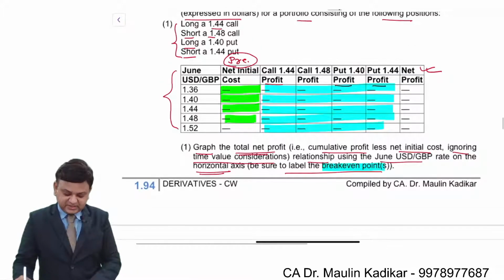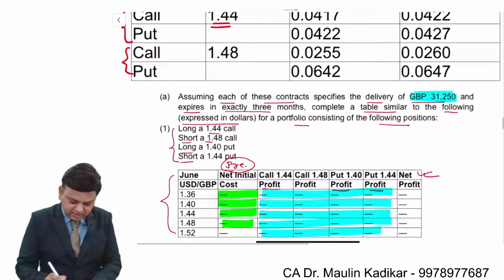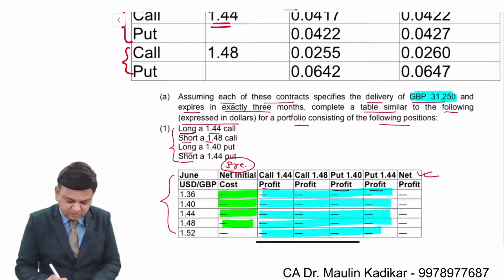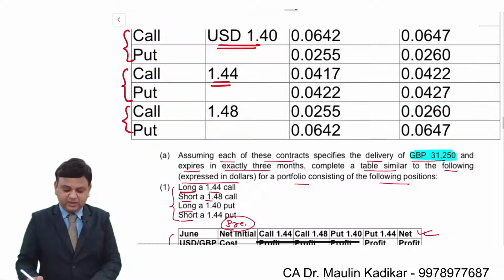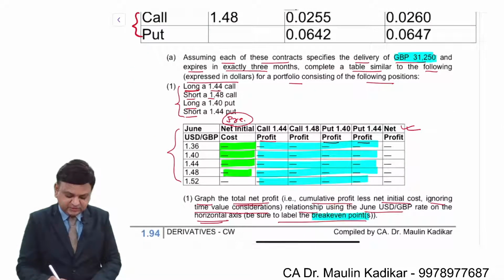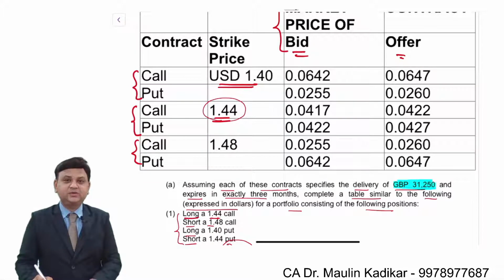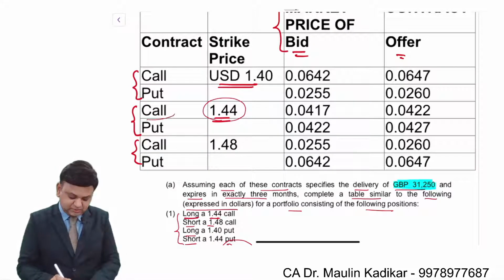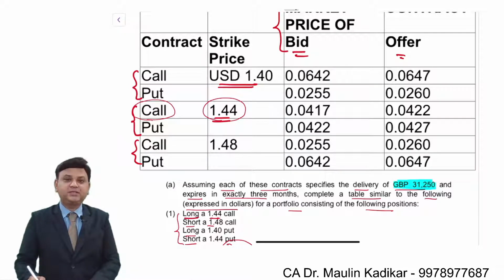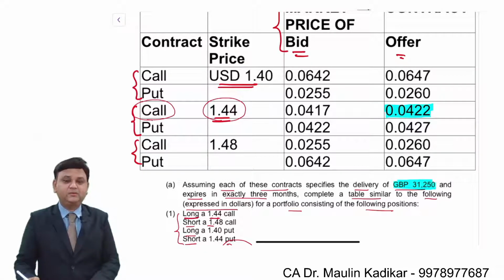Let us understand how to make the calculation of the premium. See, the term long stands for that you have entered into the transaction to buy. Understand carefully how you have to recognize this. What is the exercise price? 1.44. So I'm focusing on 1.44. Which option, call or put? It is call option. Have you purchased or sold? You have purchased. So a higher amount of the premium is required to be paid. So 0.0422, that is what you have to pay.